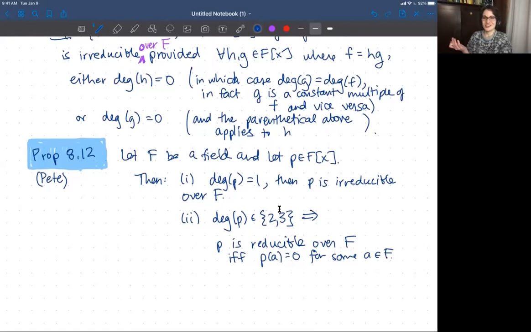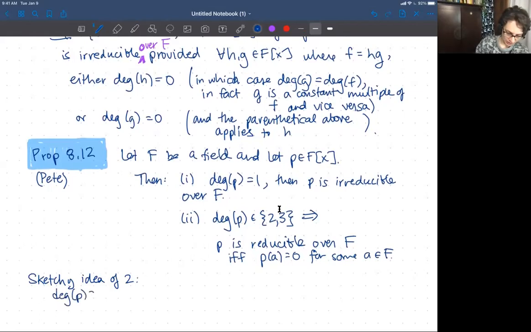So 1 is the case because there just aren't enough degrees for anything interesting to factor. I can't pull out something of degree 1 without the other thing having degree 0. And I can't pull something of degree 2 out of something with degree 1 if I'm only allowed to have non-negative integer powers, which is how polynomials work. So the sketchy idea behind part 2 is I'll do it for degree 3, and you'll see that it'll work out similarly for degree 2. So let's say the degree of P is equal to 3. That means that, so if P is reducible, actually, P is reducible if and only if there exist G and H, neither of which have degree 0.